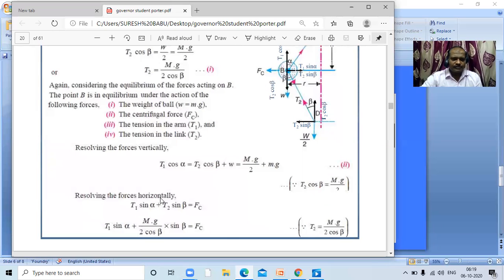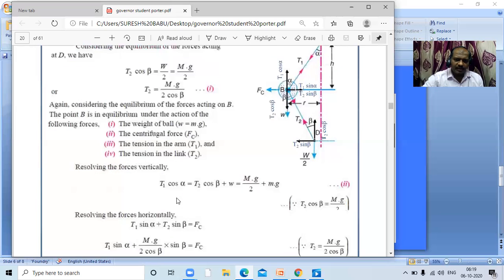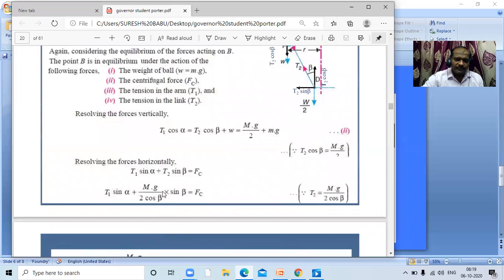Next, horizontal forces. Resolving the horizontal forces at point B. Horizontal forces: Fc is there, and the horizontal components of T1 and T2, T1 sin alpha plus T2 sin beta. So these are the three forces which are acting at B in the horizontal direction. T1 sin alpha, T2 sin beta we have already solved. T2 sin beta is going to be represented by mg by 2 into cos beta into sin beta.